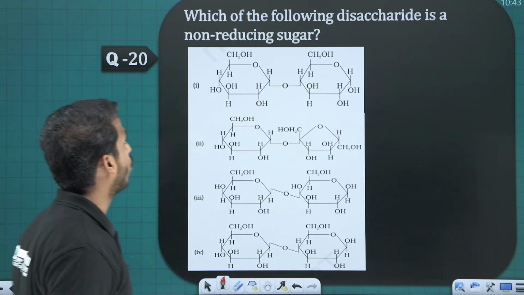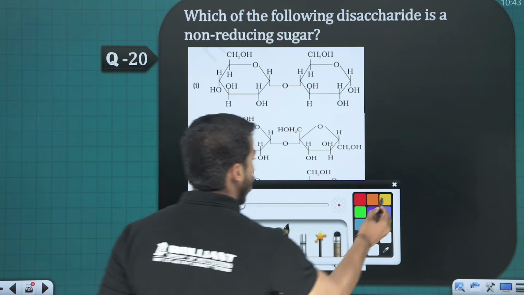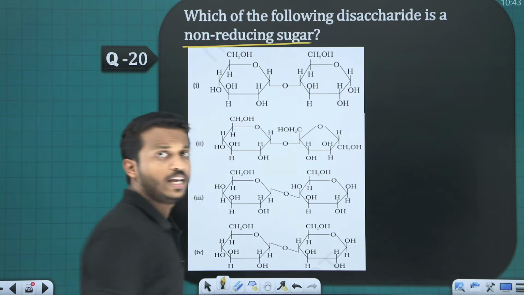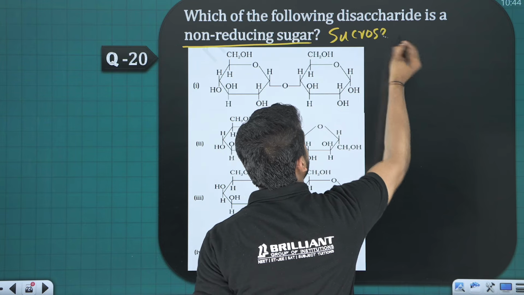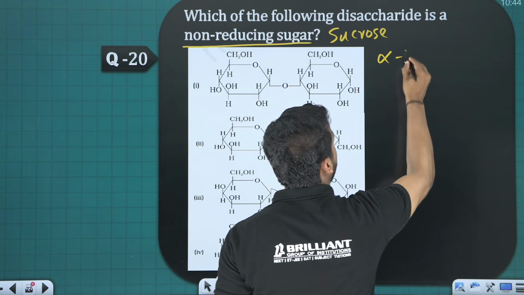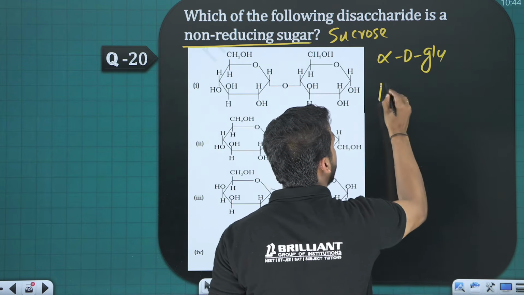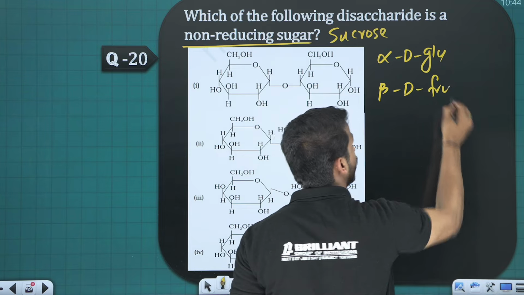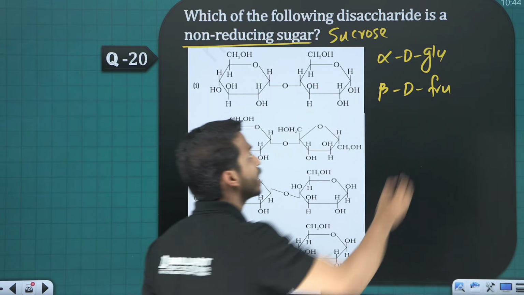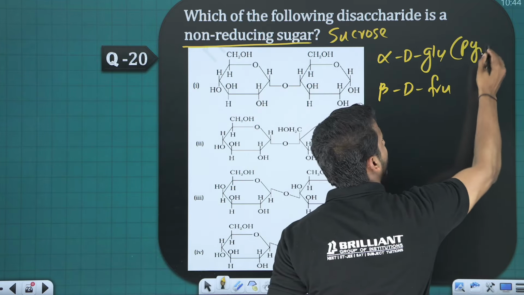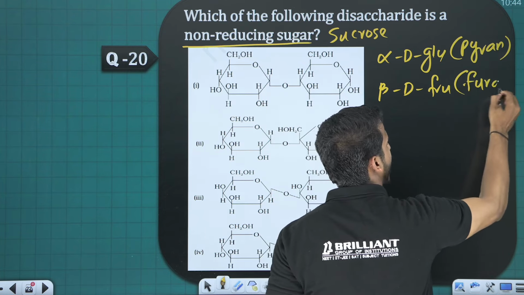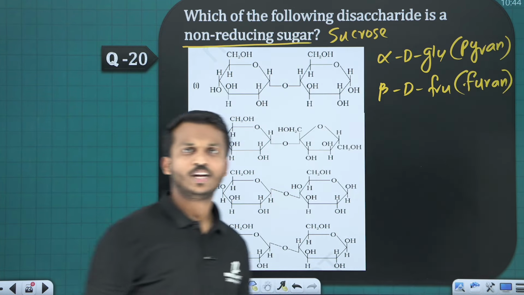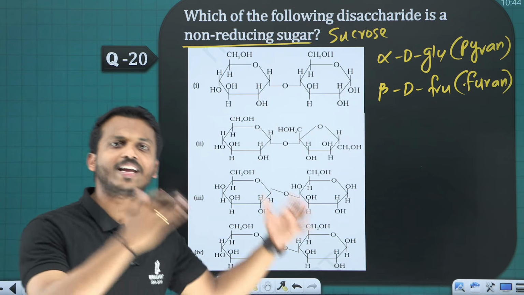Now, which of the following disaccharides is a non-reducing sugar? Dear, non-reducing sugar is which one? Our sucrose. Sucrose is made up of alpha D glucose and beta D fructose. You know, glucose we expressed in which ring? Pyran. And fructose we expressed in which ring? Furanose, right? Furan ring. You just check it, where is a pyran ring and furan ring?